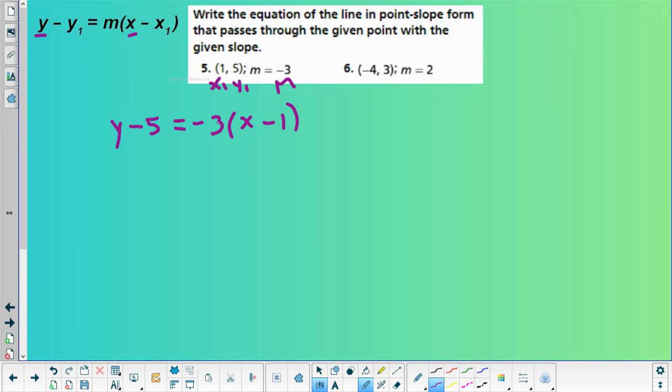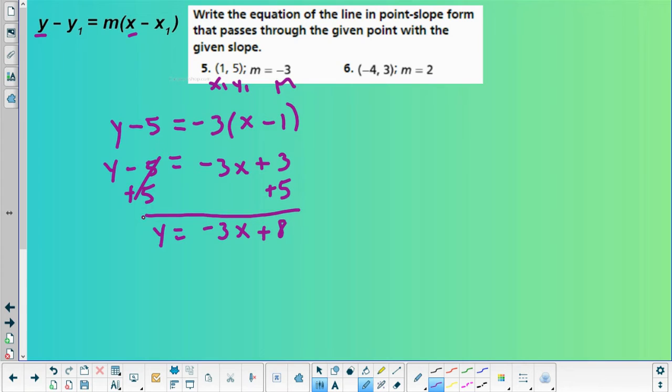Let's simplify this right side. If I distribute 3 to everything, I get negative 3x plus 3. And over here, I still have y minus 5. All right, now my goal is to get y by itself, so I need to add 5 to both sides, and I'm going to add it to the other constant. Okay, I don't want to add it to the variables. So I get y equals negative 3x plus 8.